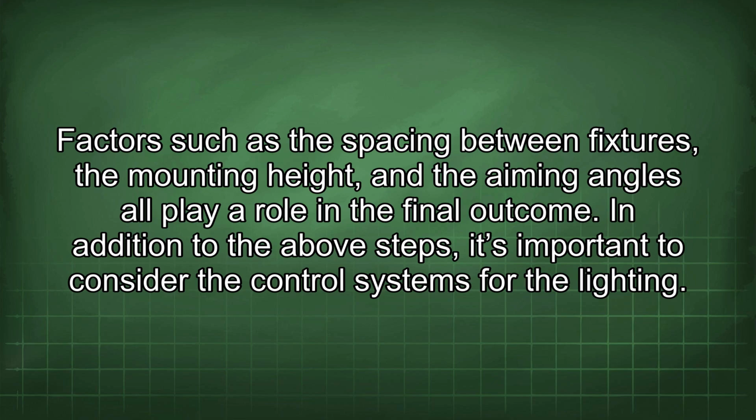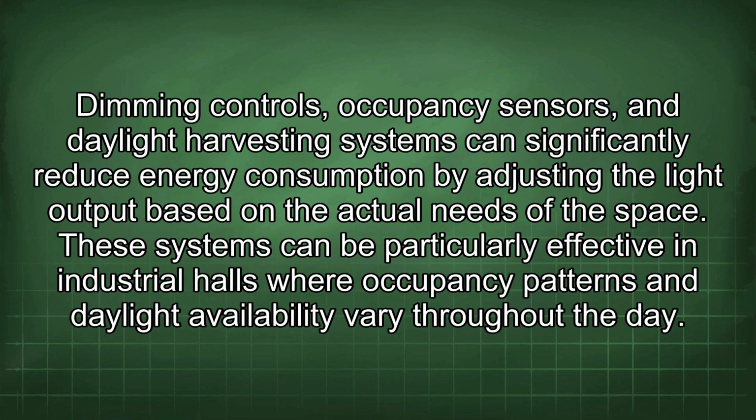In addition to the above steps, it's important to consider the control systems for the lighting. Dimming controls, occupancy sensors, and daylight harvesting systems can significantly reduce energy consumption by adjusting the light output based on the actual needs of the space. These systems can be particularly effective in industrial halls where occupancy patterns and daylight availability vary throughout the day.